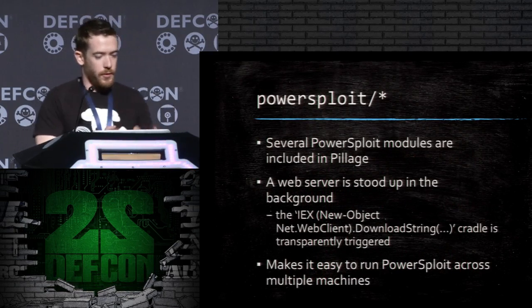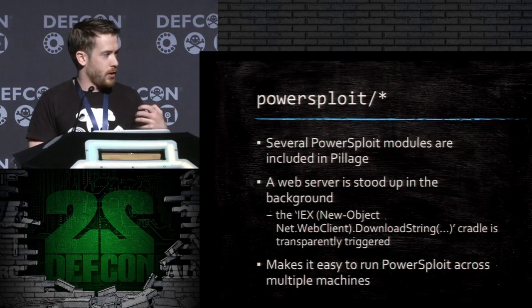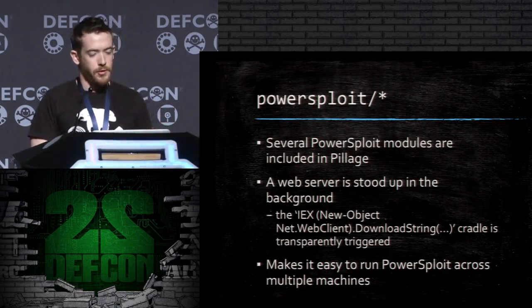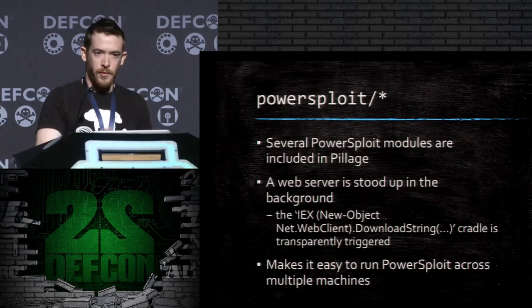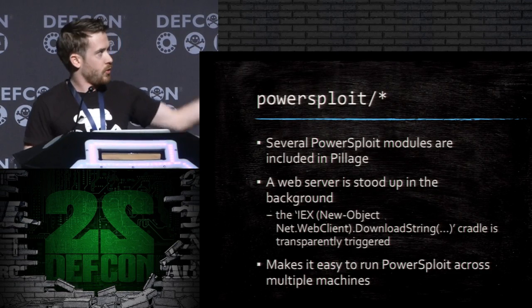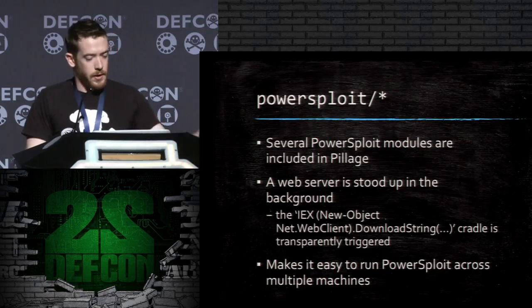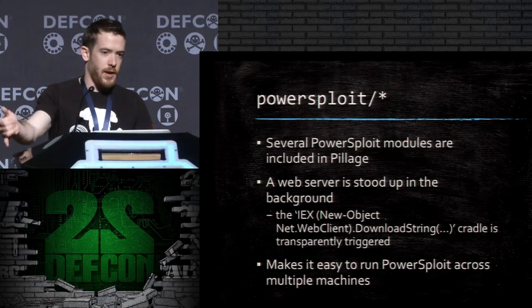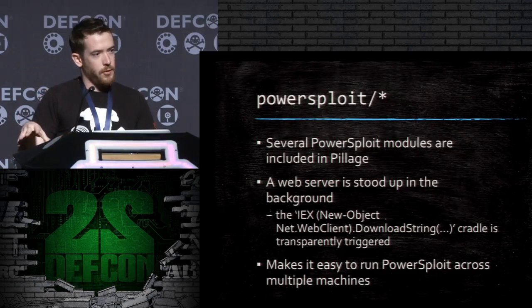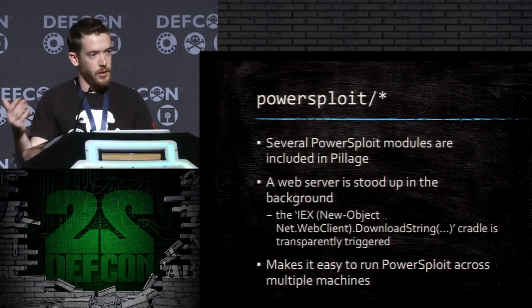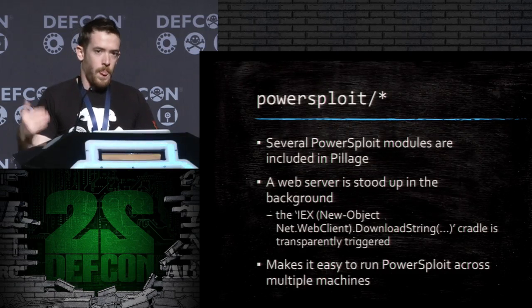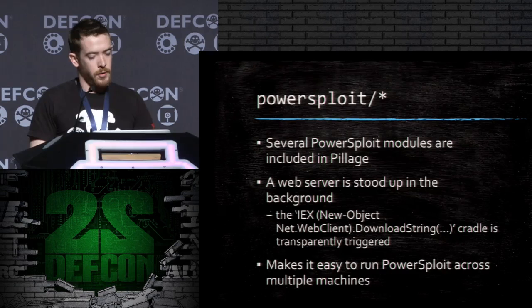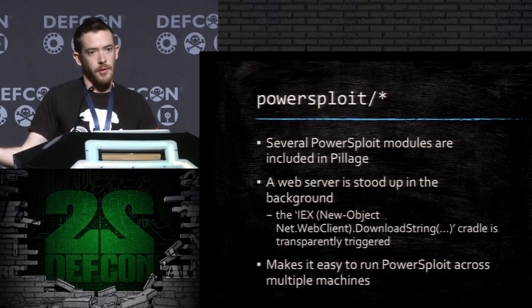PowerSploit. I love this toolset, but like I said, the barrier to entry can be a little bit difficult for weaponization. So my solution to this for Pillage is I'll stand up a temporary web server on your attacker box, and I trigger everyone's favorite little download cradle, the DownloadString. It'll trigger that, reach back to your attacker box, download the entire script, run in memory, nothing's touching disk, and output files, and then I run and grab it and clean everything up. So this makes it really easy to run PowerSploit across a large number of machines when you're on engagement.